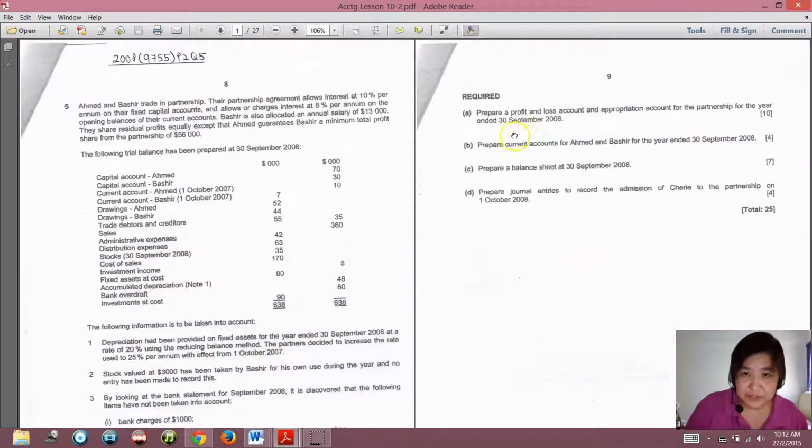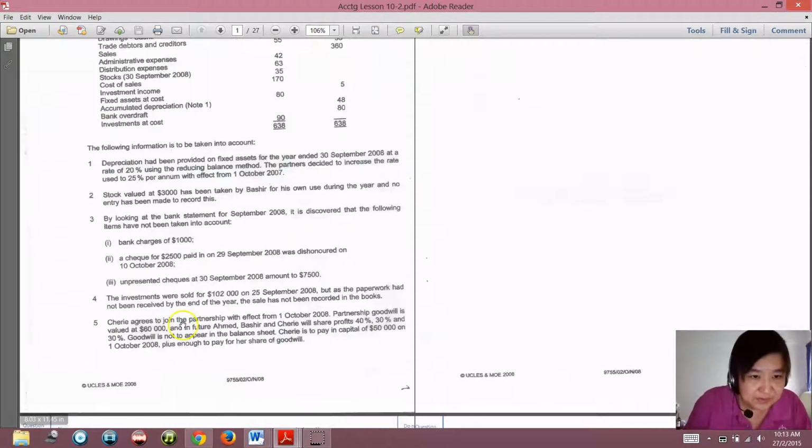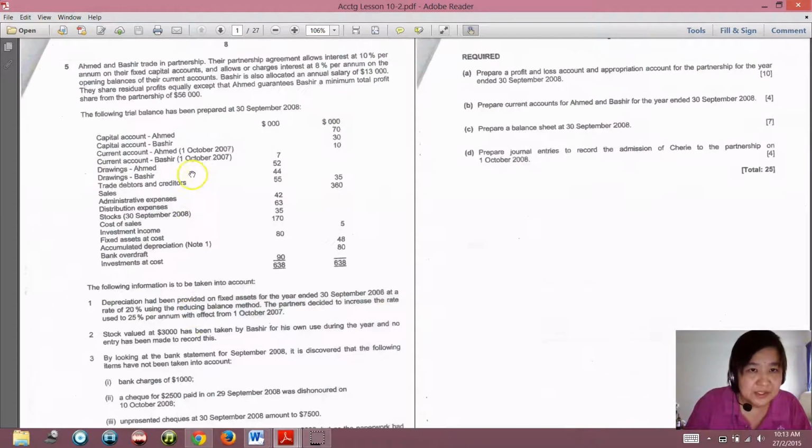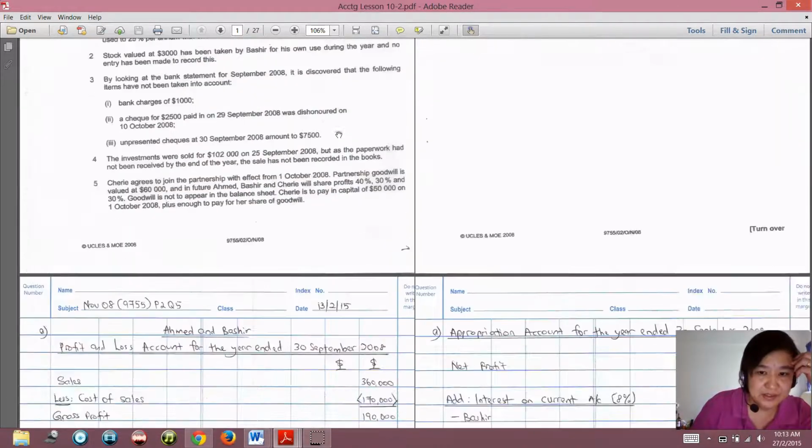So it says here, prepare the profit and loss account. So in other words, prepare the accounts at 30 September 2008. So here, number 5, they say Cherry joined with effect on 1 October 2008. Okay, so here investment, presented check, all these things, stock. So now I will fill in the easy figures first. So here, capital account, Ahmad and Bashir.